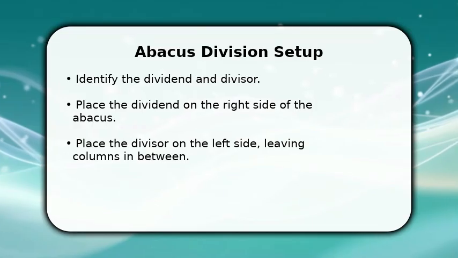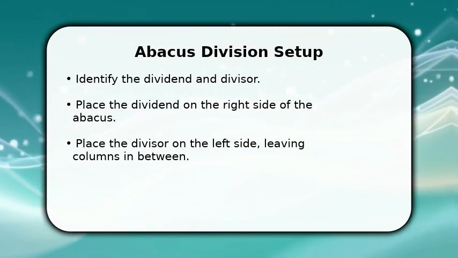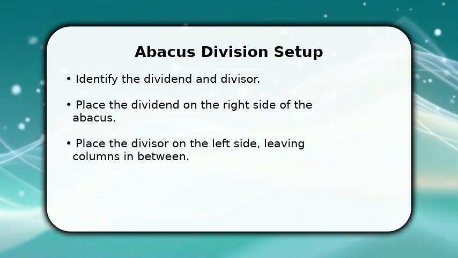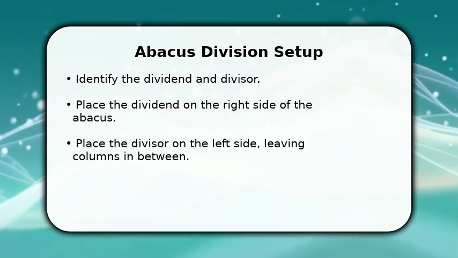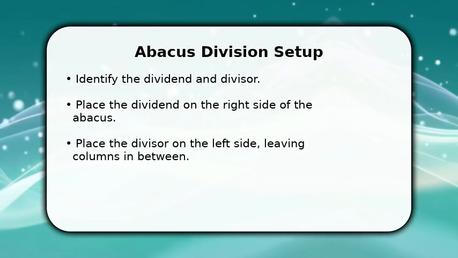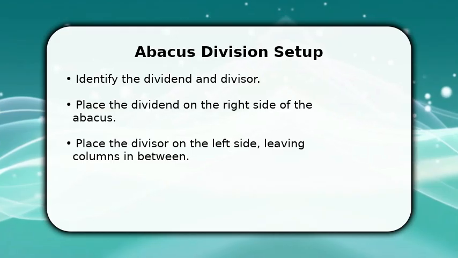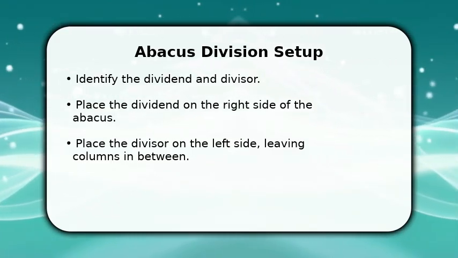In this video, I will explain how to use an abacus for division. First, clear your abacus completely. Then, set up your problem by placing the dividend on the far right side of the abacus. Next, place the divisor on the far left side, leaving several empty columns in the middle for your quotient. This clear separation helps organize your workspace for the calculation.